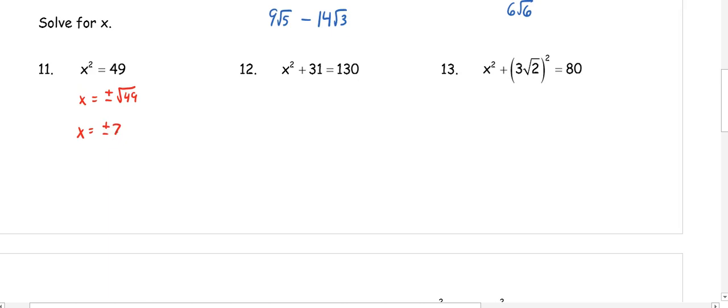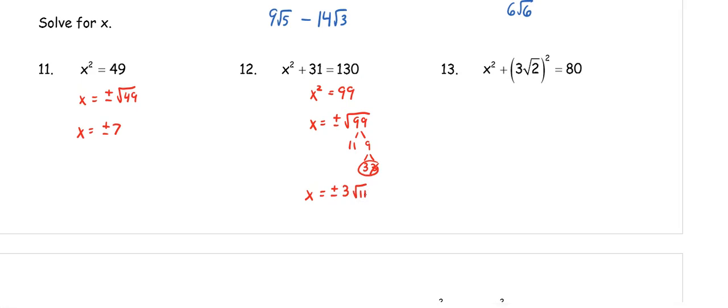Number 12, before I can take the square root, I have to subtract 31 from both sides. So I get x squared equals 99. Then we have to take the square root of both sides. So we get x equals plus or minus the square root of 99. 99 breaks down into 11 and 9. 9 breaks to 3 and 3. So we have a pair of 3's that come out front. So x equals plus or minus 3 root 11.